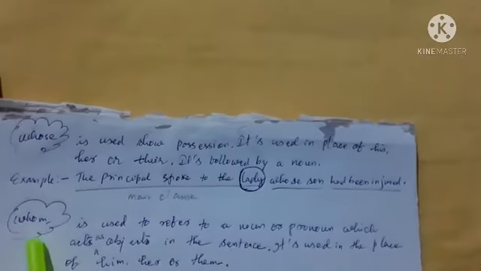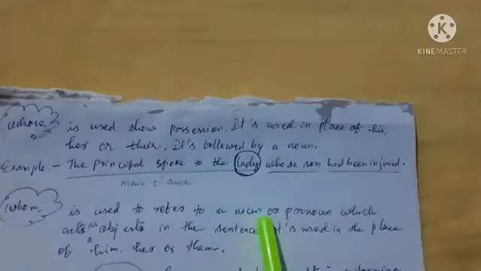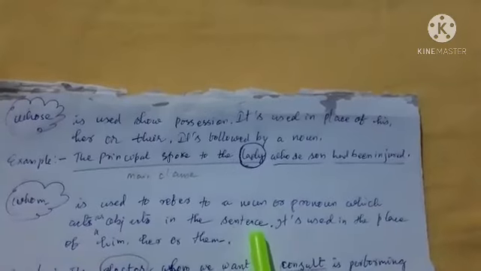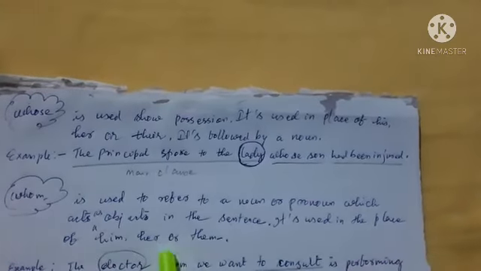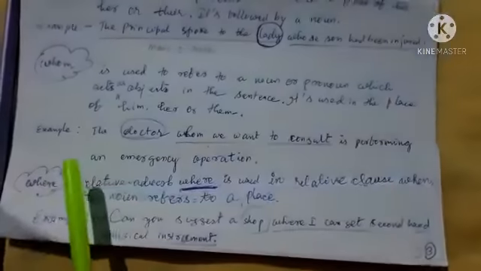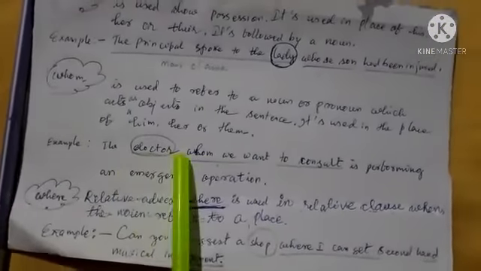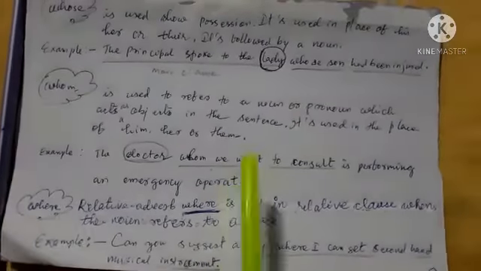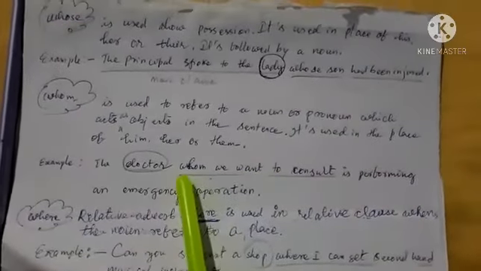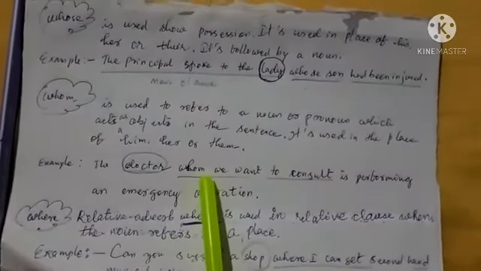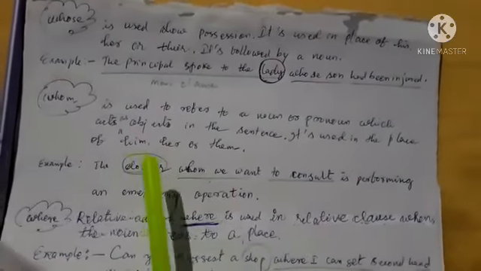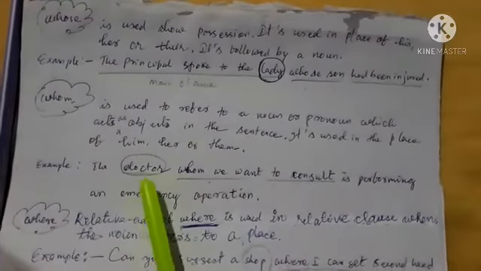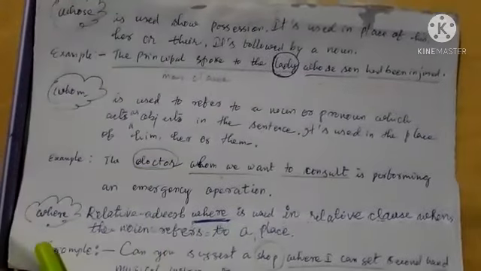The relative pronoun whom is used to refer to a noun or pronoun which acts as the object in the sentence. It is used in the place of him or her or them. For example, the doctor whom we want to consult is performing an emergency operation. Here, the relative pronoun whom is used to refer to a noun, that is doctor, which acts as object here, not as subject.